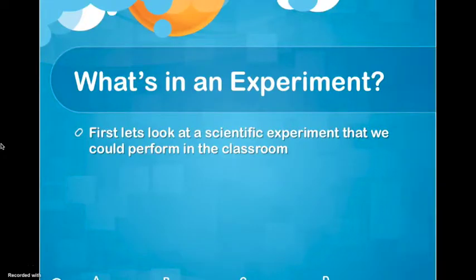Okay, so here's the deal. Now we want to look into what goes into an experiment. How do we get data that's going to tell us the truth? It's going to tell us what we want to know. First, let's take a look at a scientific experiment that we could perform in this classroom.